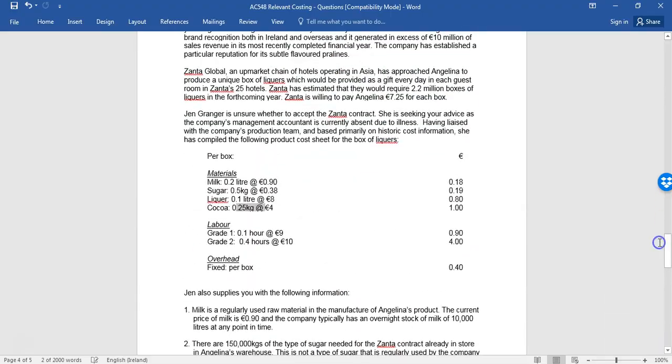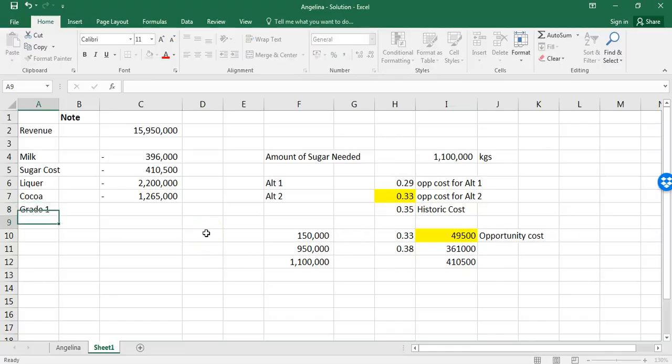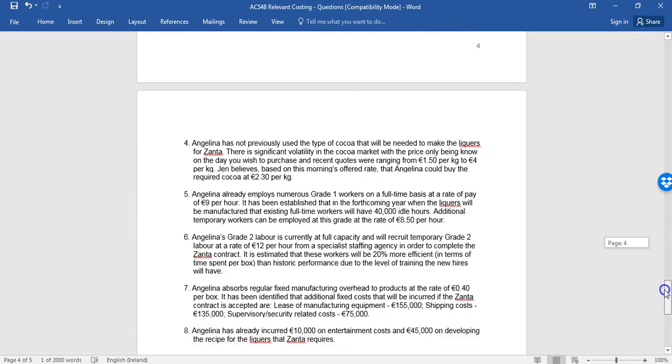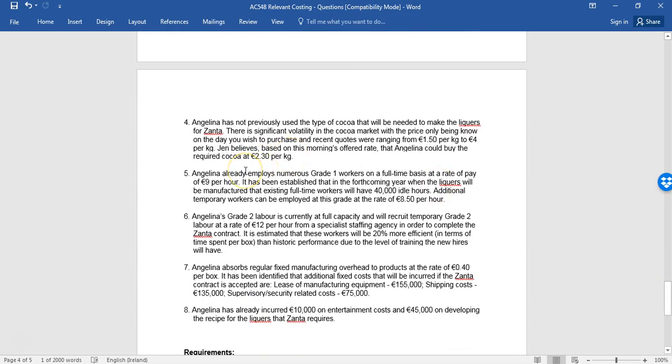So we've 2 types of labour, grade 1 and grade 2. So we'll deal with grade 1 first. We need 1/10 of an hour for every box at €9 an hour. So what they tell us about grade 1 is all employees are already on grade 1 on a full-time basis at a rate of €9 an hour. For the forthcoming year, there is idle hours, so there is spare capacity of 40,000 hours. And additional temporary workers can be employed at this grade at a rate of €8.50.